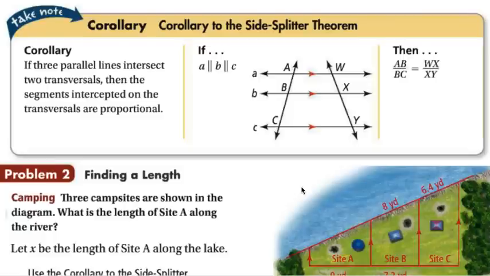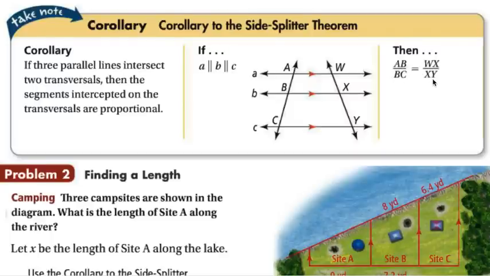So here's a corollary to that theorem. If we have more than two lines that are parallel and they are cut by two transversals, then all of those sides are proportional. So the ratio of A to B and B to C is the same as W to X and X to Y.